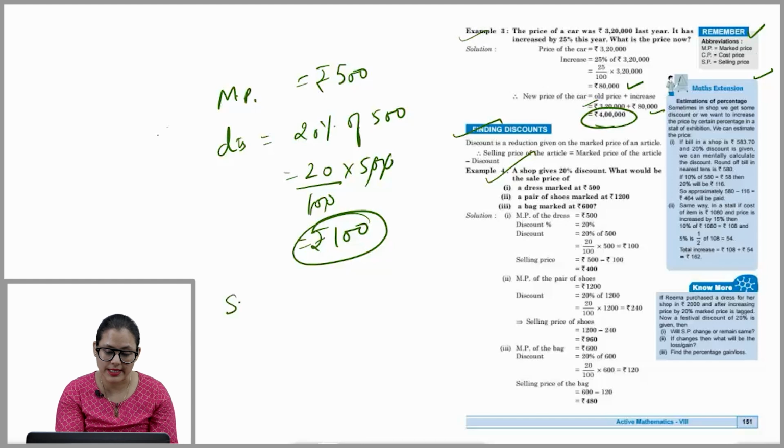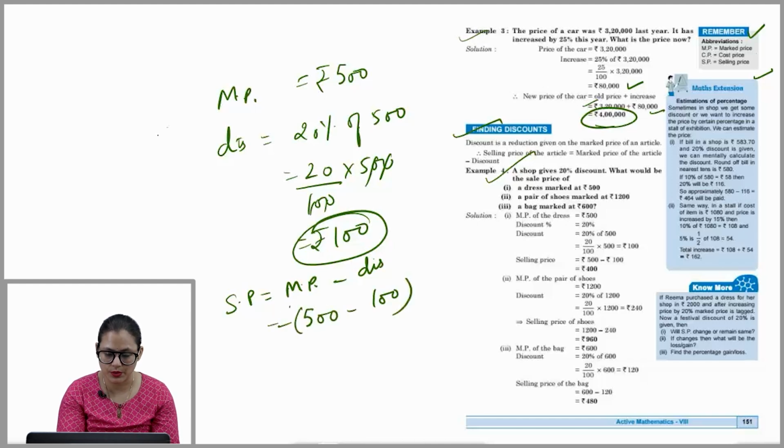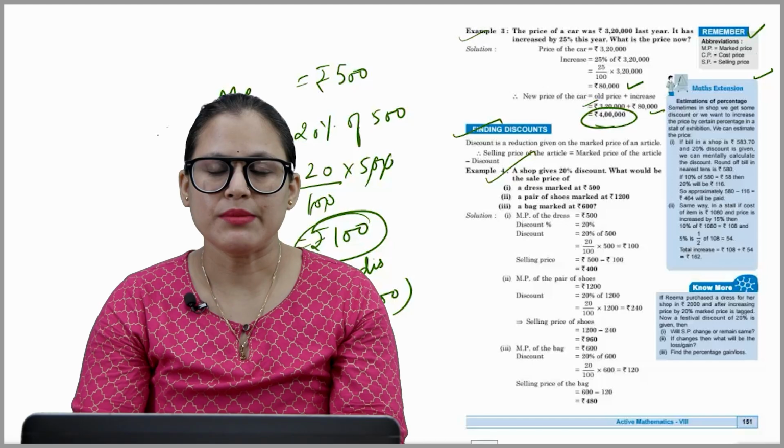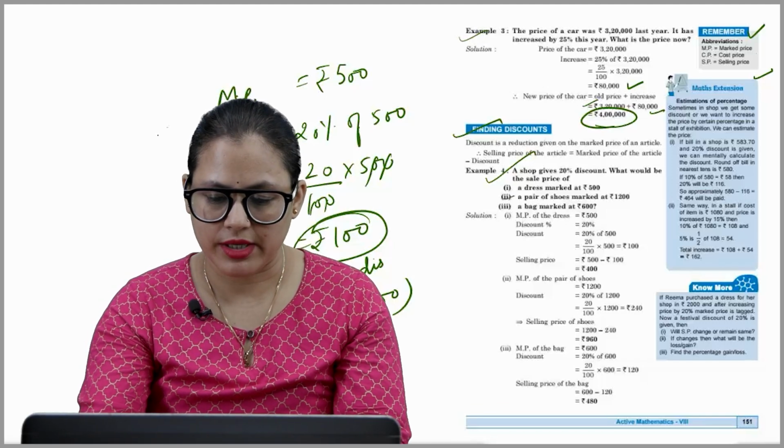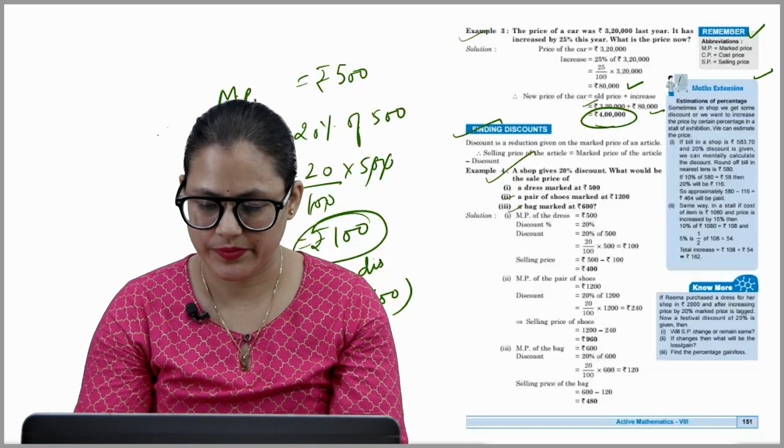Now what would be the selling price? Here the formula is given: selling price is MP, that is marked price, minus discount. Marked price is 500 rupees and discount is 100 rupees. So the selling price is 400. Similarly, you will find part 2 and part 3 also.